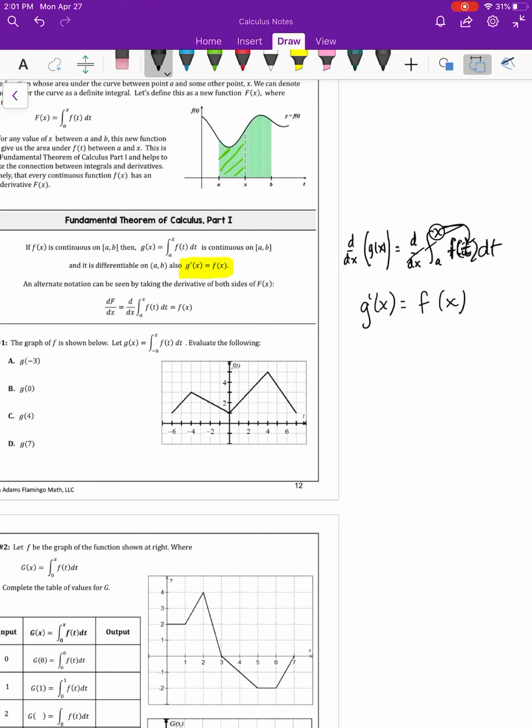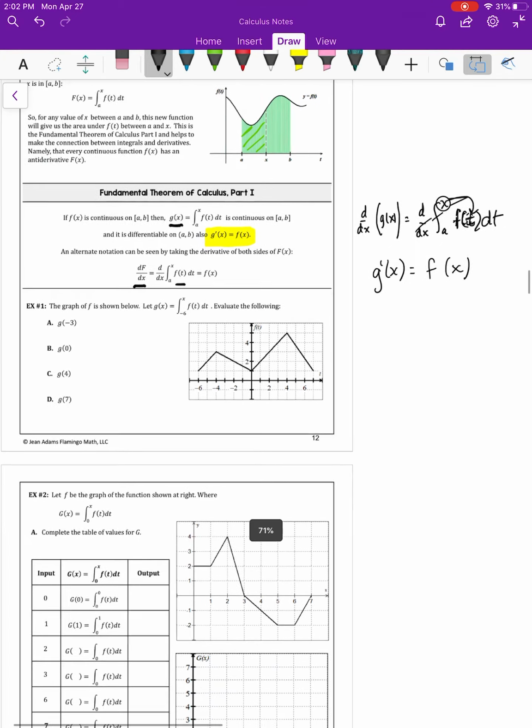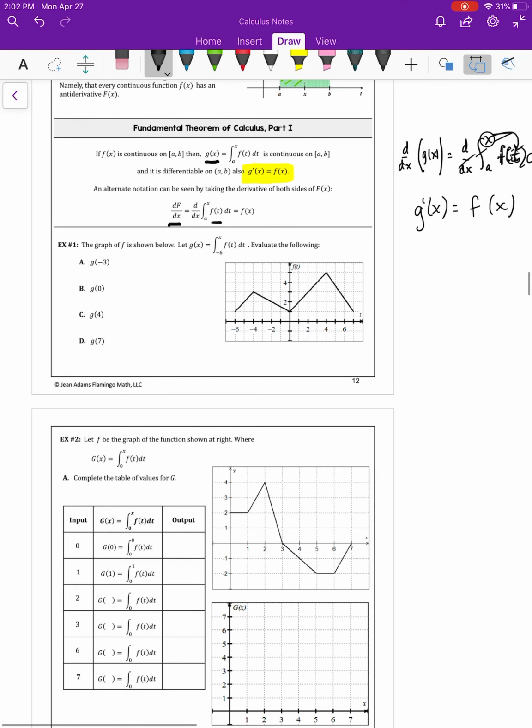So alternate notation can be seen by taking the derivative of both sides, which is what I showed you, and they changed g of x here to capital F, and it really doesn't matter what you call it. You probably just wouldn't want to call it little f if this was little f, okay? But you can see that, that big F prime is going to be equivalent to just plain old f of x, okay? So that is the fundamental theorem of calculus part 1.